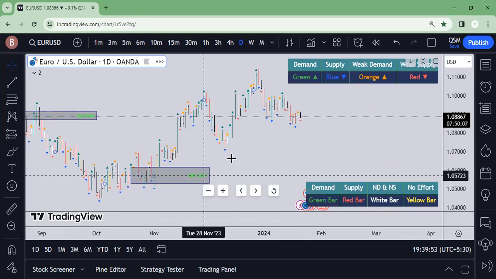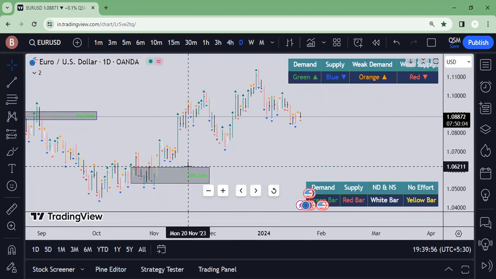Wyckoff is not just buy and sell. It is a more detailed study of the market. That's the reason people make a living out of trading using the Wyckoff method. That's the reason traders like me are able to stay in the market for 15 years.